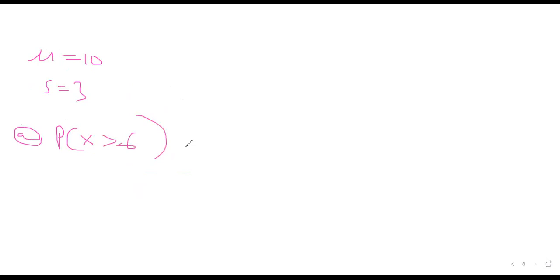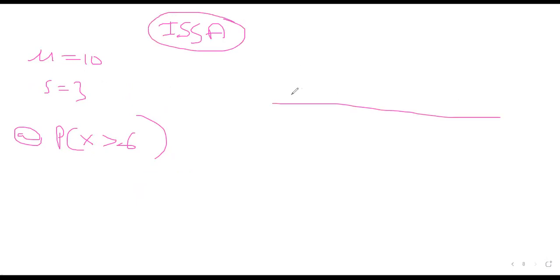So we use ISA: illustrate, shade, standardize, and apply. So let's illustrate. We have 10 here. This is 16. Then we're saying less or greater than 16. So illustrate, then shade. We're shading based on the sign which says greater.